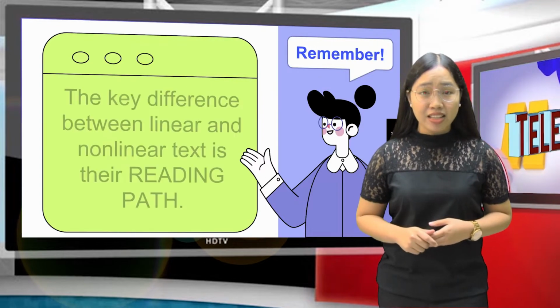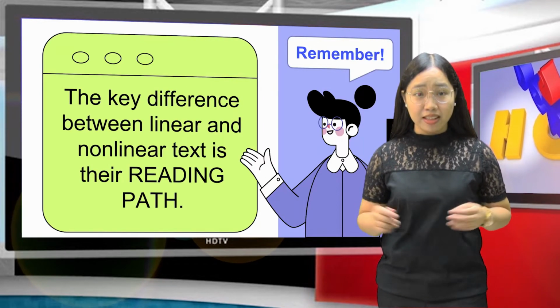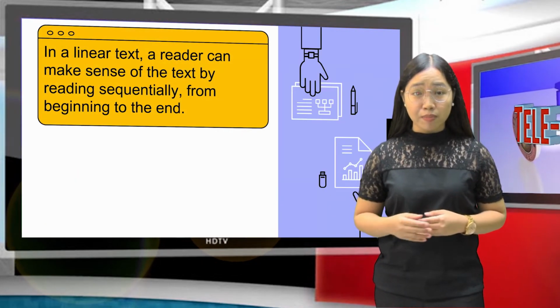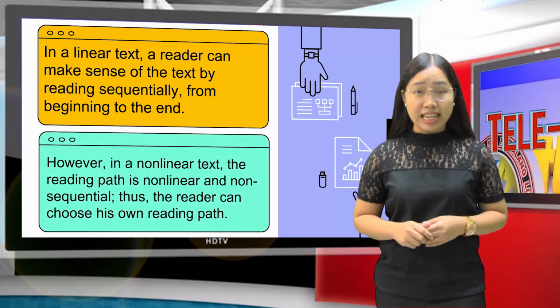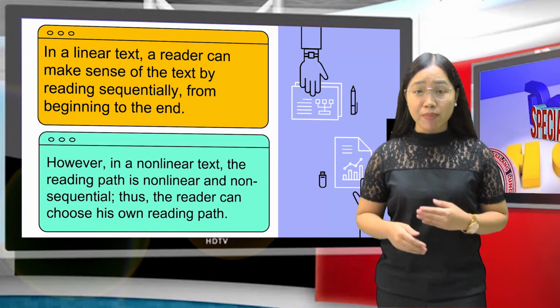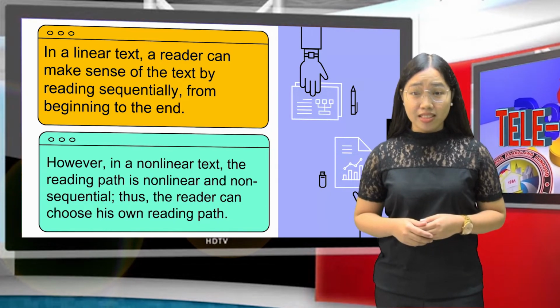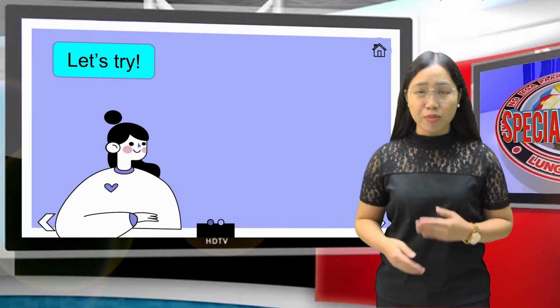Remember, the key difference between linear and non-linear text is their reading path. In a linear text, a reader can make sense of the text by reading sequentially from beginning to end. However, in a non-linear text, the reading path is non-linear and non-sequential. Thus, the reader can choose his own reading path. Knowing these things, how then do we interpret linear and non-linear text?